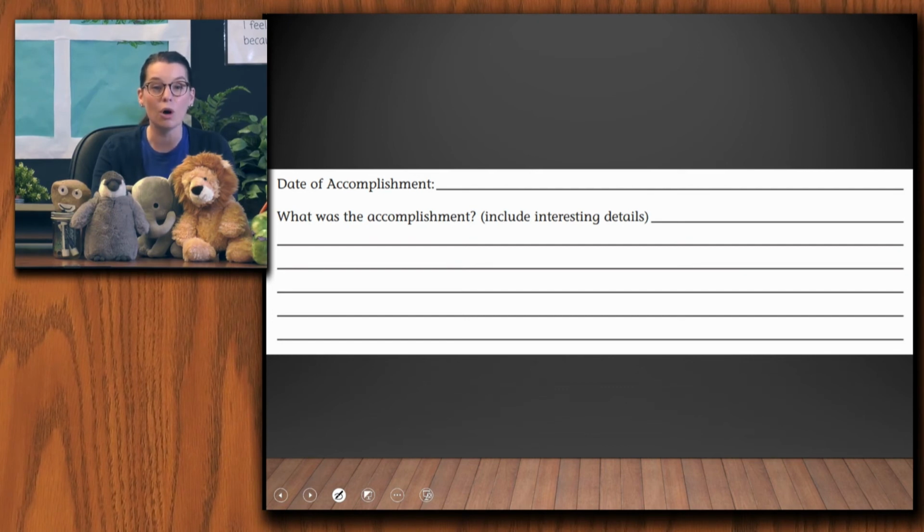The things that you're going to want to be thinking about your subject are, we talked a lot about accomplishments and how the subjects of biography often have overcome obstacles and achieved accomplishments. What did they do? What have they contributed? What did they invent or create? What laws have they changed? On this document, the first thing you're going to write is the date of the accomplishment. And the question is, what was the accomplishment?